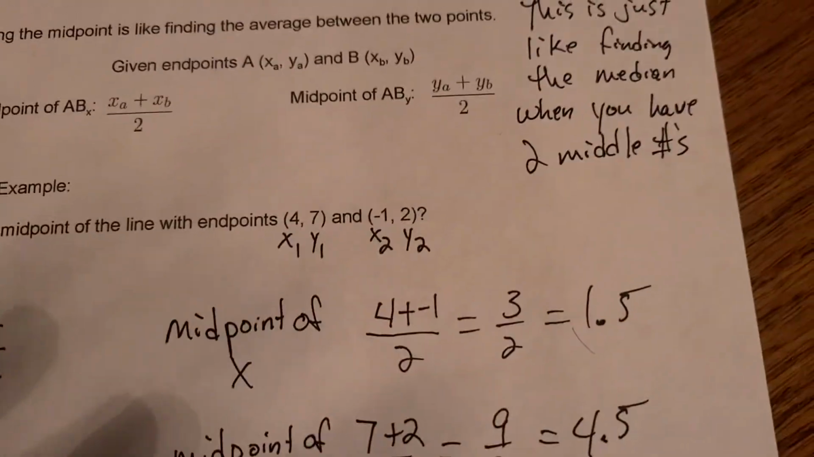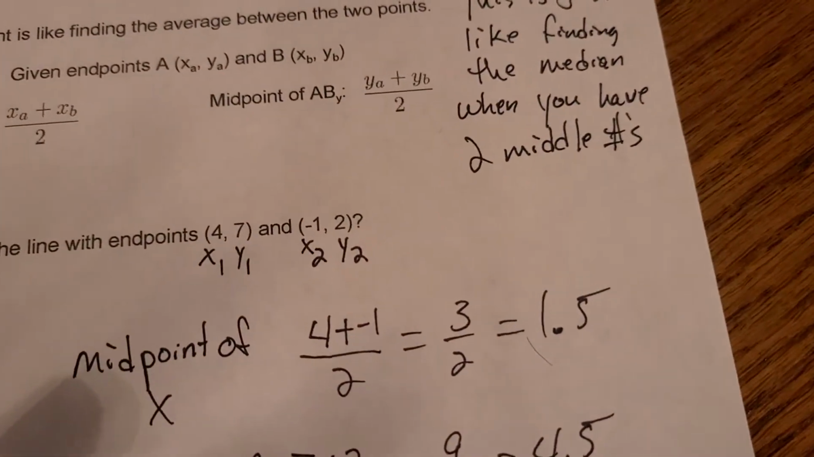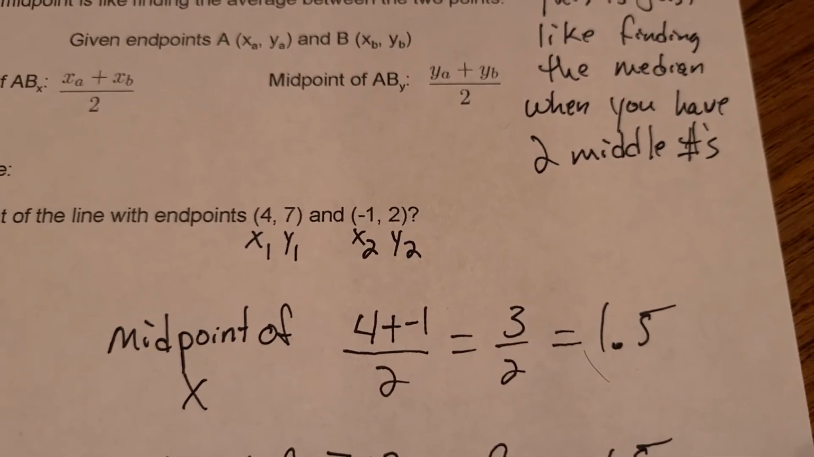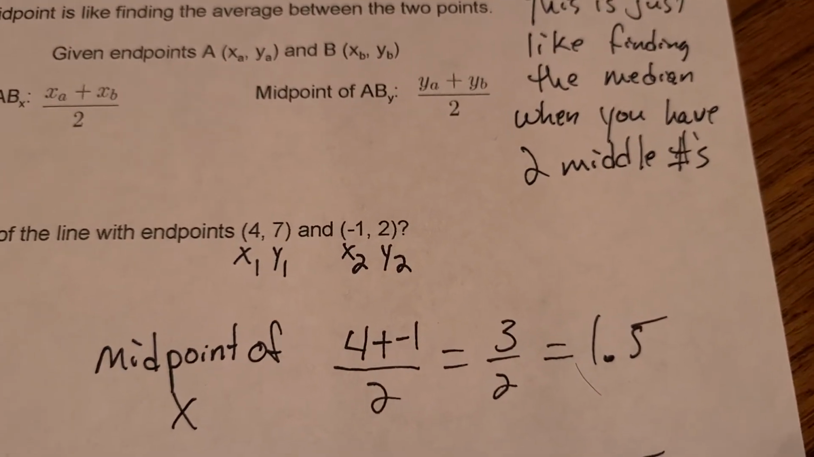So to find the midpoint, first I'm going to find the midpoint of x. So we take 4 plus negative 1, which is 3. 3 divided by 2 is 1.5.